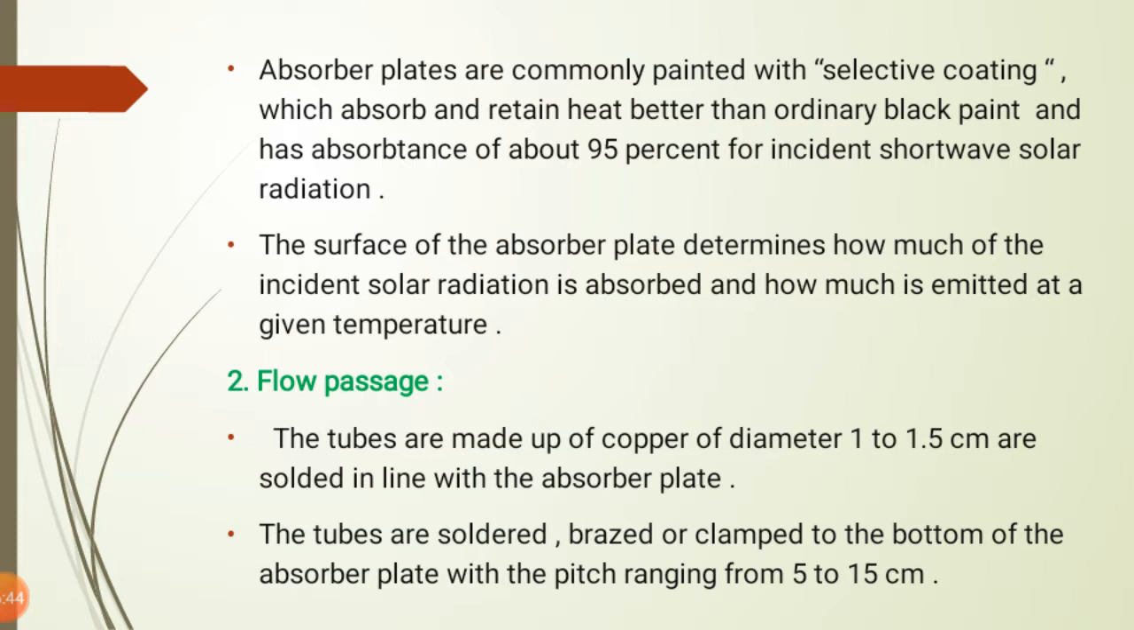The tubes are soldered, brazed or clamped to the bottom of the absorber plate with the pitch ranging from 5 to 15 centimeter. These tubes, through which the liquid is flowing, are brazed or clamped to the bottom of the absorber plate. That means there is a proper flow of water in the liquid flat plate collector. So this is the arrangement.